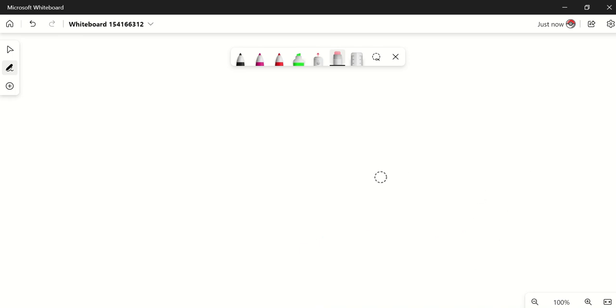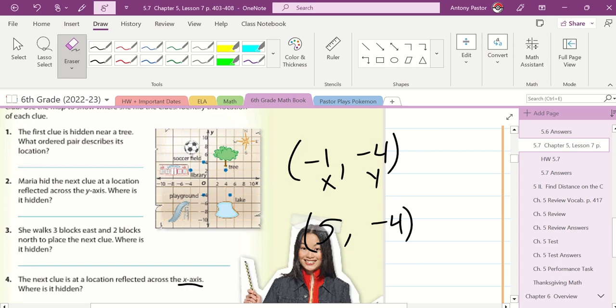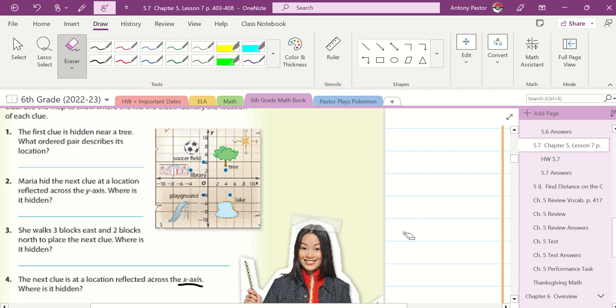And number 6. The final clue tells the hikers to walk 5 blocks north. So let's go back to where we are at. We are at the lake here. We need to walk 5 blocks north. So 5 blocks up. And then 3 blocks to the east or to the right to find the prize. What ordered pair describes the location of the prize?